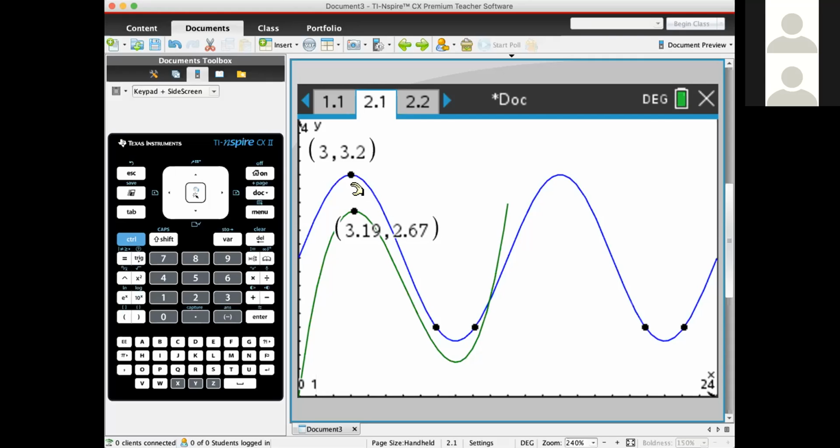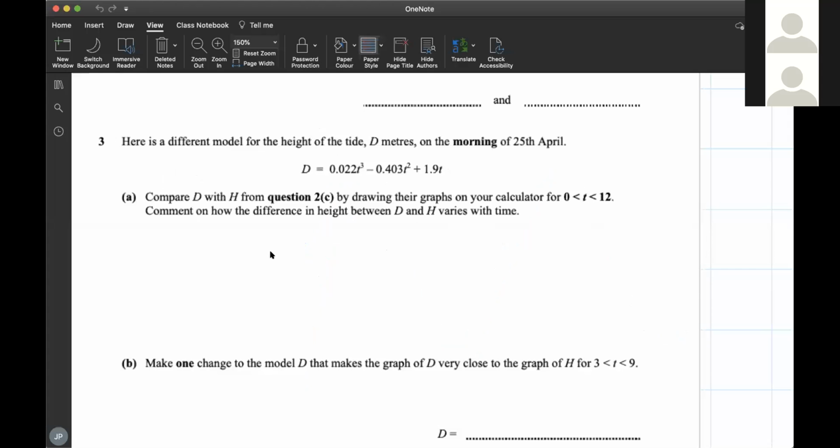That is what you're supposed to write. At 3 a.m., according to the first model, the maximum height is 3.2 meters above sea level. And at 3:11 a.m., 11 minutes after, you see the maximum height, and that's 2.67. So when you go back to your question paper, when they said, comment on how the difference in height between D and H varies with time, the time difference is 11 minutes. You've got to talk about the time difference, even though there's a height difference of whatever, one was 3 and one was 2.6. You can write down that part.